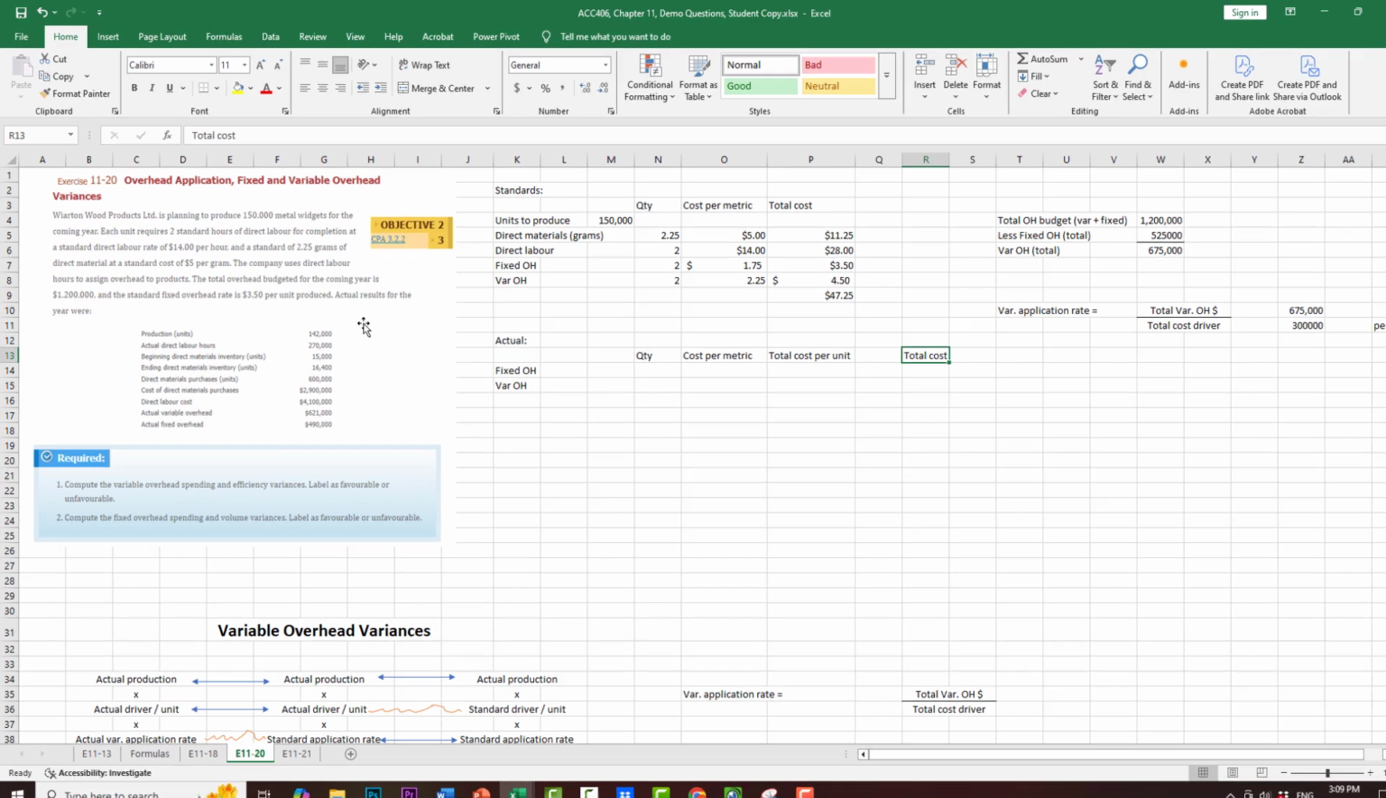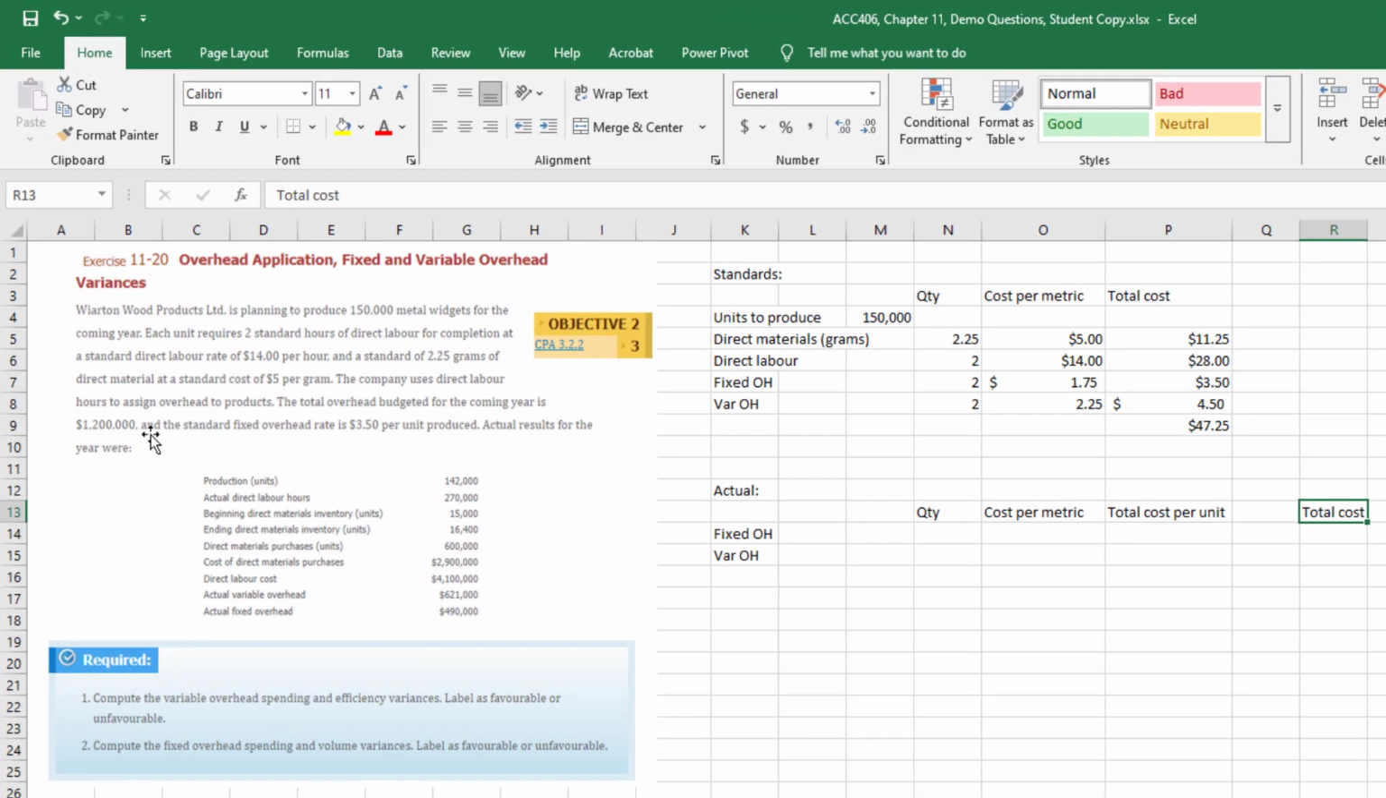Over here, I'm just going to do the total cost for all of the fixed overhead and all of the variable overhead. So I'm going over here and I see the actual results for the year. Production is 142. Well, I need production, so let's just put that actual production, 142,000. There we go. Then it gives me actual direct labor hours, 270,000. I'm not sure that I need that. I actually do, but I'm going to leave it aside for right now.